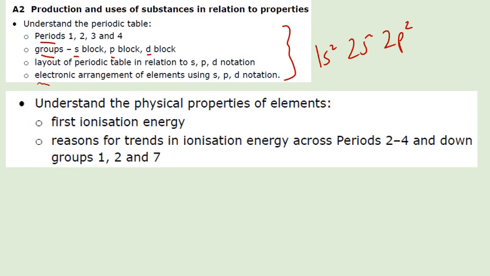So this lesson is going to focus on something called the first ionization energy, and it will look at the trends in ionization energy across periods 2 to 4 and down the groups 1, 2 and 7. So that's where our focus will be today.